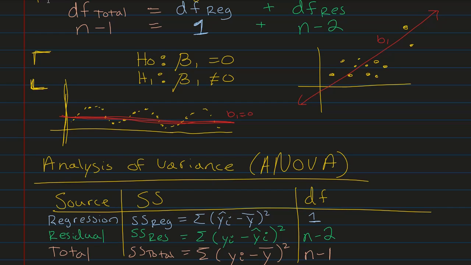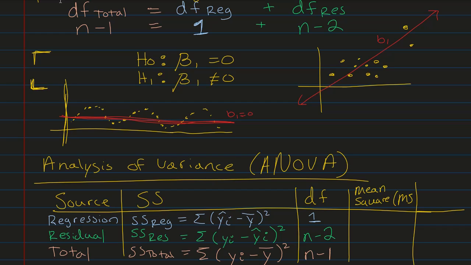All right. The next column is called mean squares. A lot of times you'll see this written as MS.